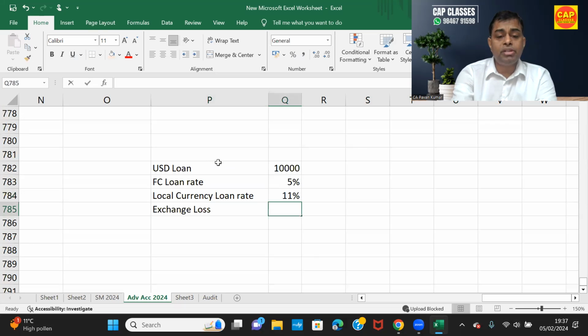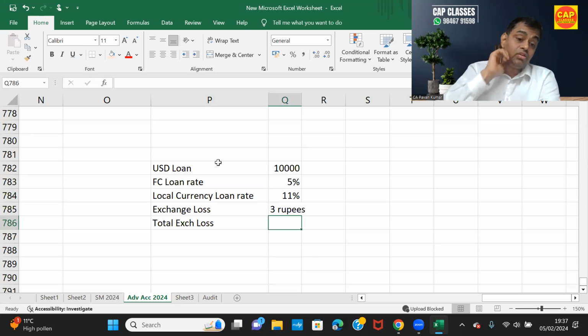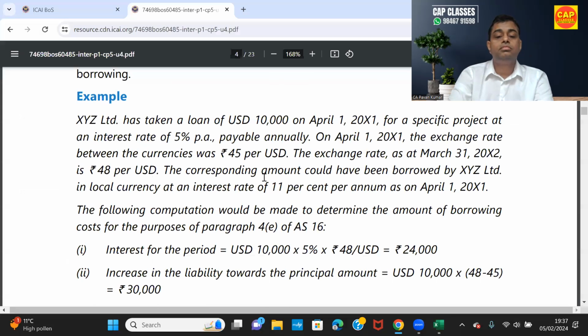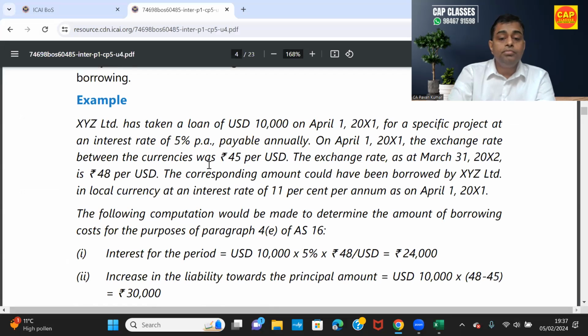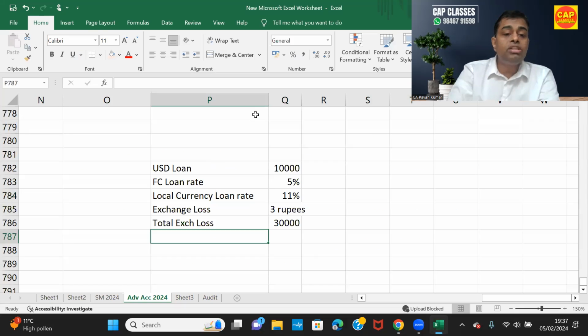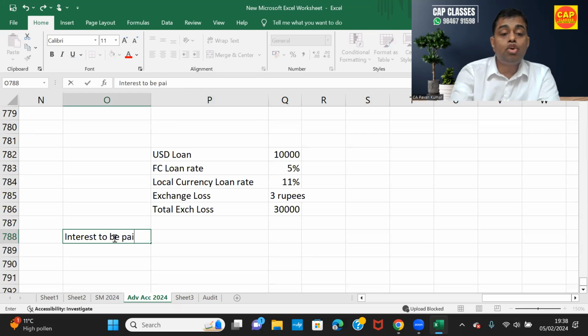Exchange loss 3 rupees. Total exchange loss is equal to 10,000 into 3 rupees, 30,000. Okay. Now, on the balance sheet date, how much interest do you need to pay? Interest to be paid to the foreign bank.